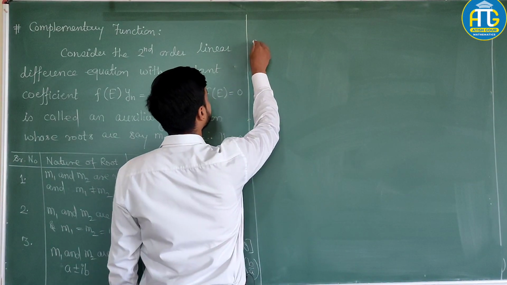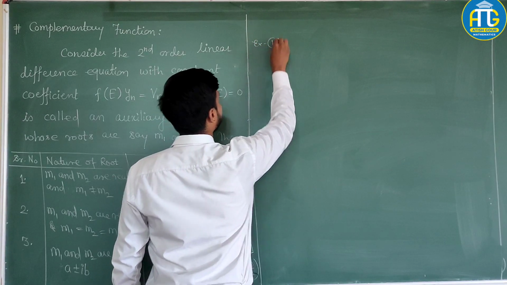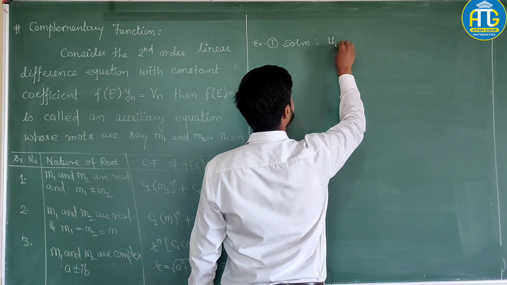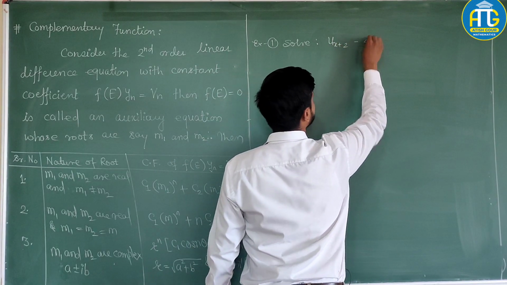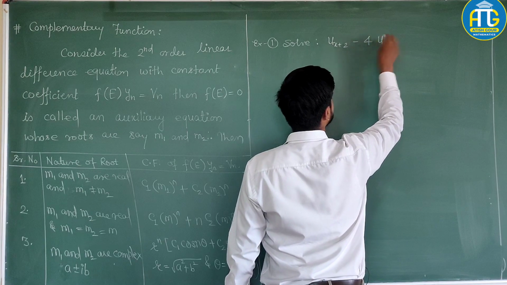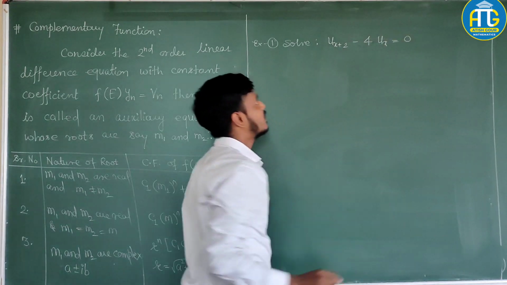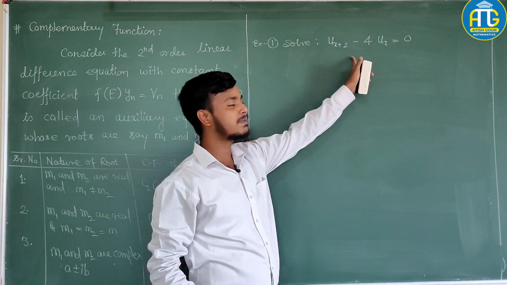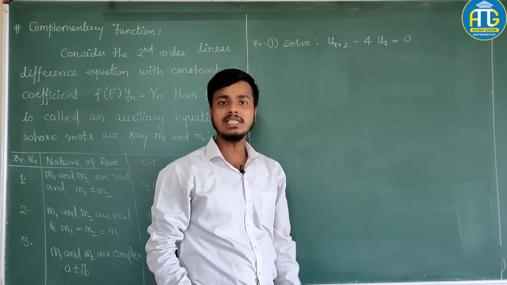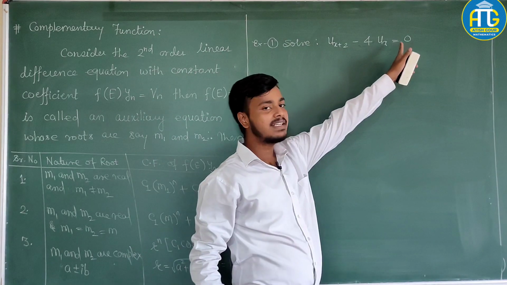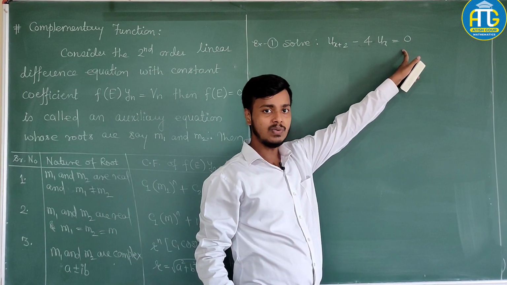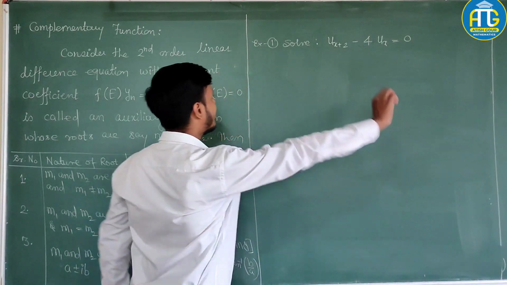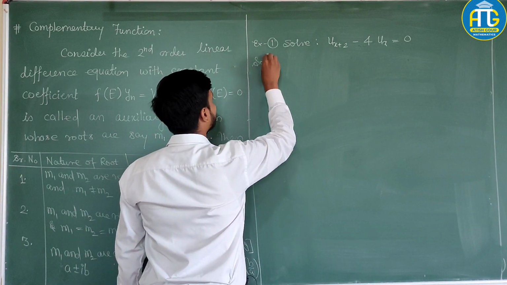So the very first problem is example number 1. Solve u x plus 2 minus 4 u x is equal to 0. As you can see, the right hand side is 0, so this is homogeneous and its complete solution would be just CF. So let us start with this.